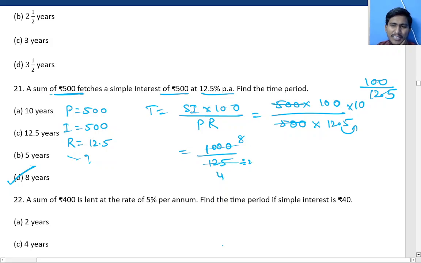So 25 5s are 125, and 25 4s are 100, so 40 will come as the answer. Then if you divide with 5, 5 8s are 40, so you will get the answer 8. Okay, understand? Okay, good. So this is how you have to do. Understood? Yes, sir.